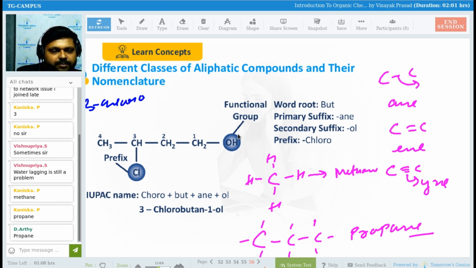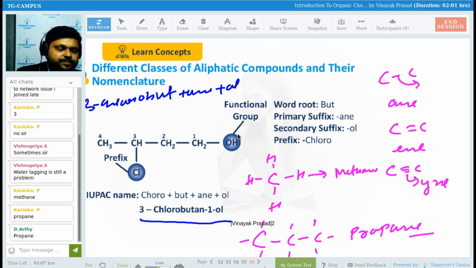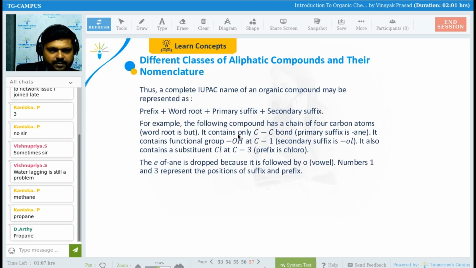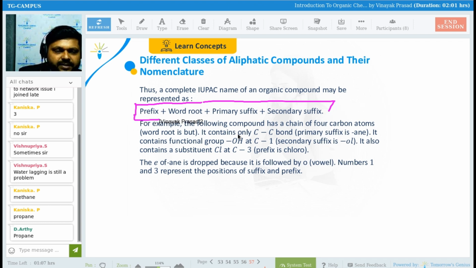and then but. 4 carbon is there, so we'll say but. And a single bond is there, so ane, plus ol for alcohol. So 3-chlorobutan-1-ol. Is that okay? So what is the golden rule for the nomenclature? First of all, you have to write prefix, then word root, then primary suffix, then secondary suffix. Is it okay? This is the golden rule for doing the nomenclature.